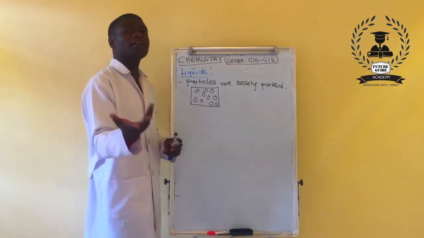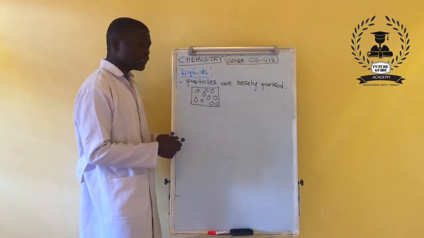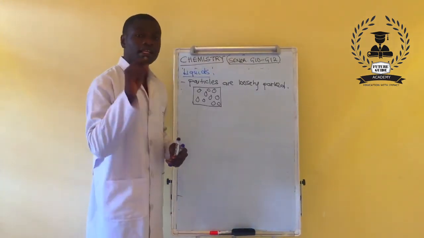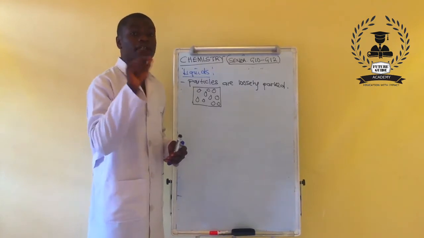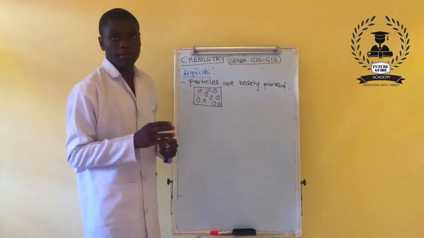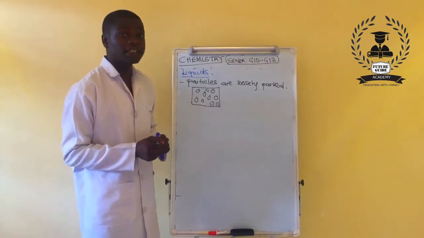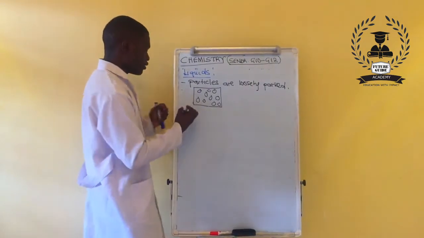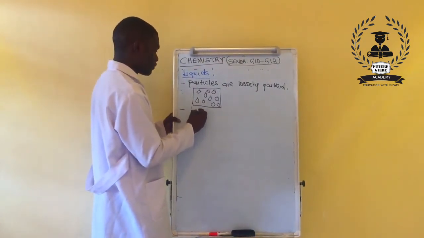What is the other property? What about the shape and volume of liquids? What you're supposed to know about liquids, we are saying liquids have got a fixed volume but do not have a fixed shape. Liquids have got a fixed volume but do not have a fixed what? Shape.